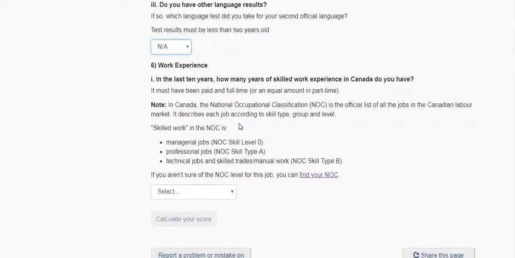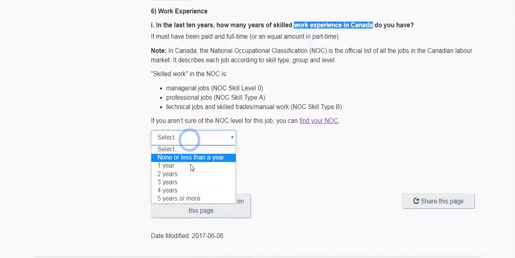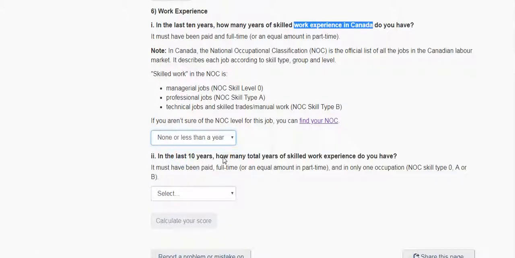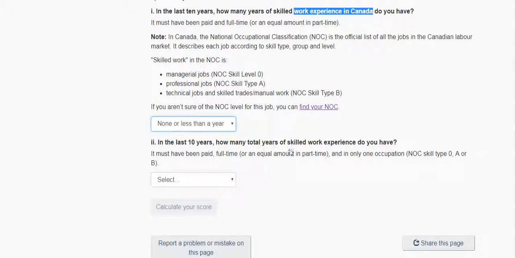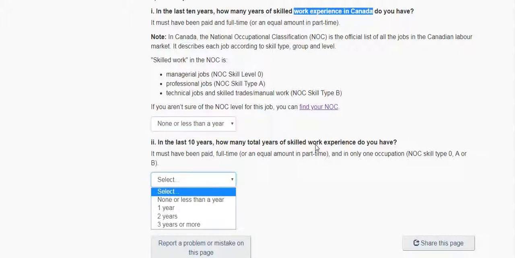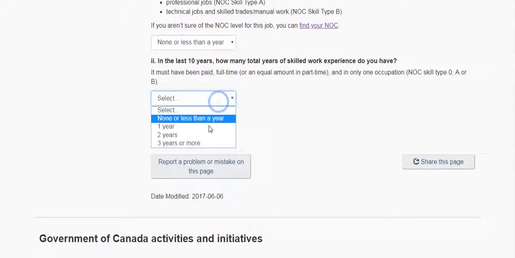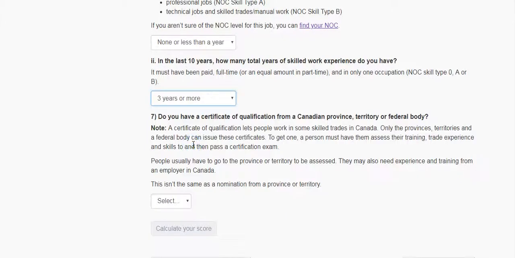Work experience. You need to look at this keenly, that this is asking for work experience in Canada. I don't have any experience in Canada, so I select none. In the last 10 years, how many total years of skilled work experience do you have? Now it's asking for foreign work experience. I have experience of more than 3 years, so I select 3 years or more.